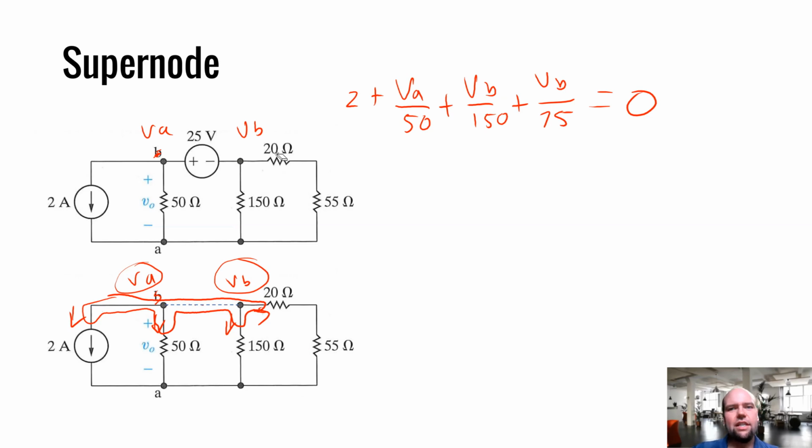So let's finish this. I want to go through the math one more time to make sure I didn't flub the math on that last page. So we have this equation here, and then we still have to add that second equation. So we still have to add this VA minus VB equals 25.